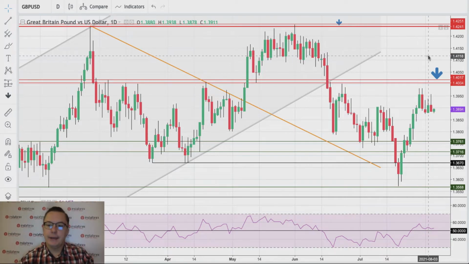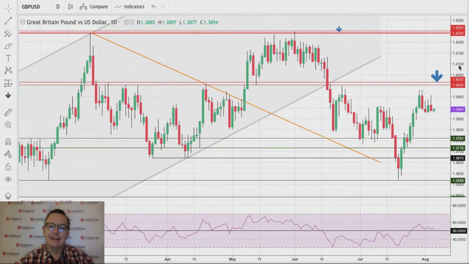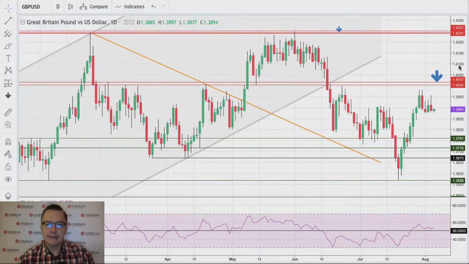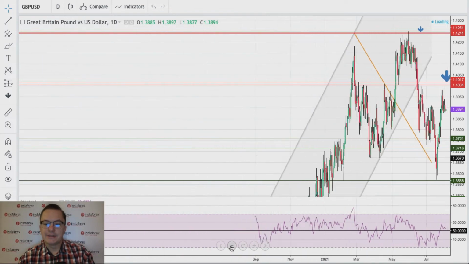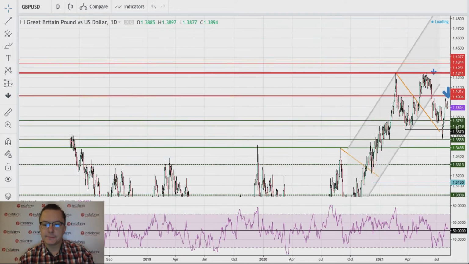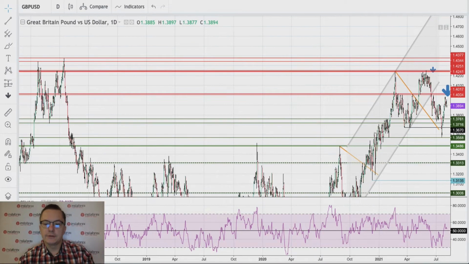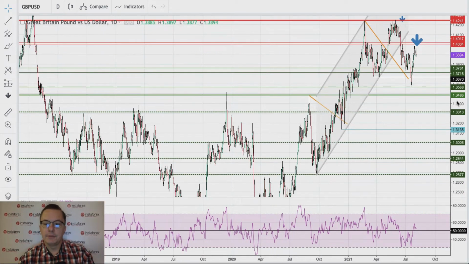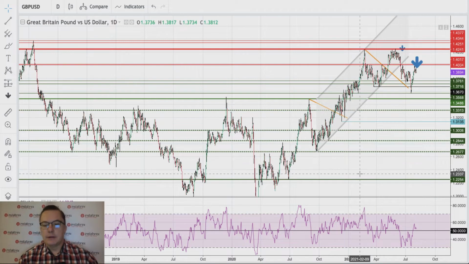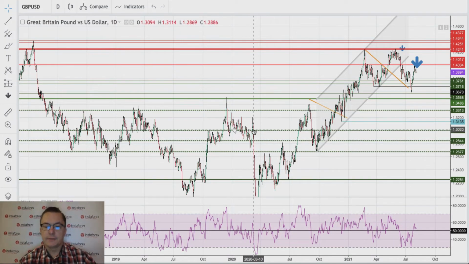The British pound on the daily time frame chart is, as you can see here, trending around the level of 1.4, a little bit below it. Right now it's 1.3894. Let me just zoom out for a second for you to see what is really going on from the bigger picture. So this is the COVID decline, right towards the technical support from 2019.